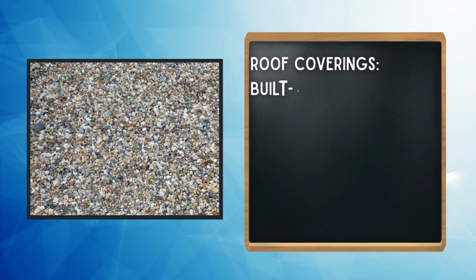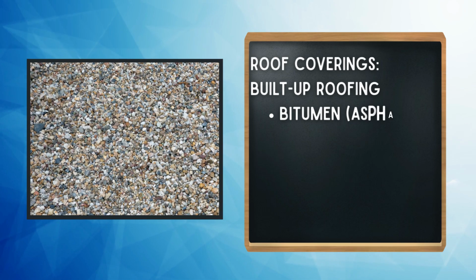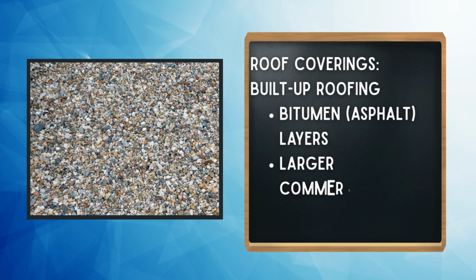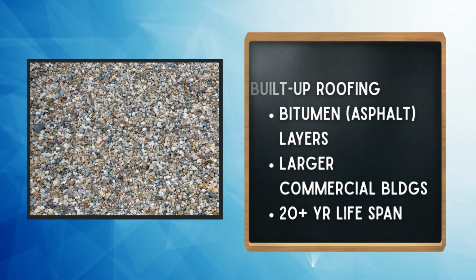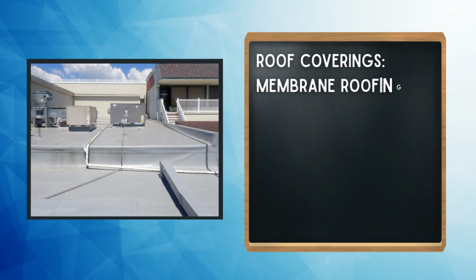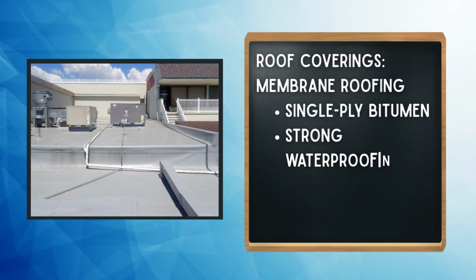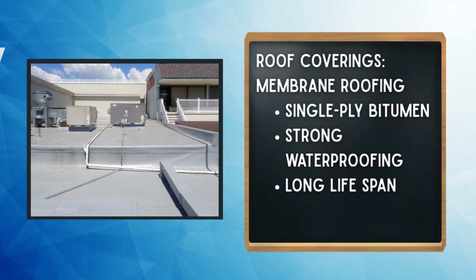Built-up roofing is multiple layers of bitumen, which is a type of asphalt. It's often used in larger, usually commercial applications, and has a lifespan of 20 years or more. Membrane roofing is single-ply bitumen systems with strong waterproofing properties and good lifespans.